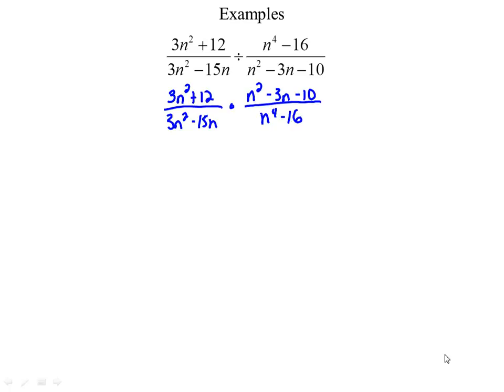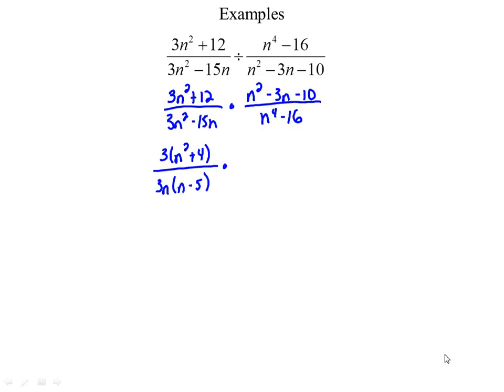Now what I'm going to do is factor. So the numerator on the left, I see a 3 that I can bring out, and when I do that, I'm going to have n squared plus 4. On the bottom, I can bring a 3 out and an n, so I'm going to have n minus 5.